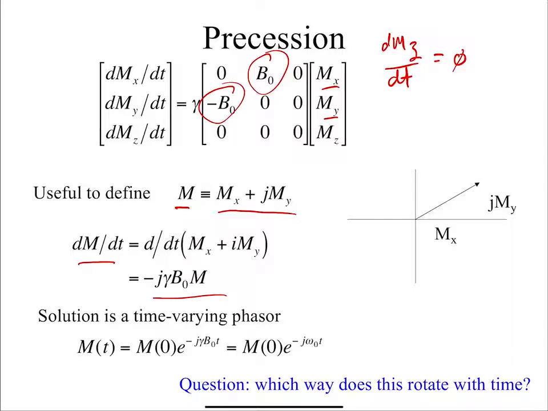And the solution turns out to be really nice. It's m of t equals the initial magnetization times e to the minus j gamma B0 t. Okay, and we'll write that as e to the minus j omega naught t, where omega naught is equal to gamma B0. So remember, this is our Larmor frequency.